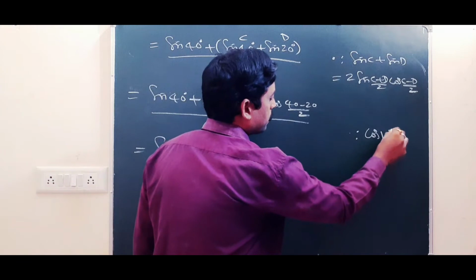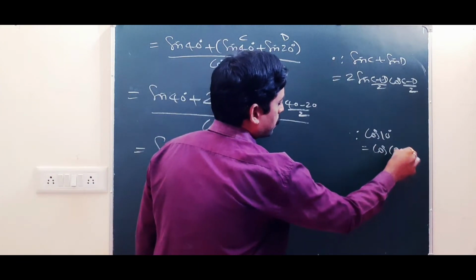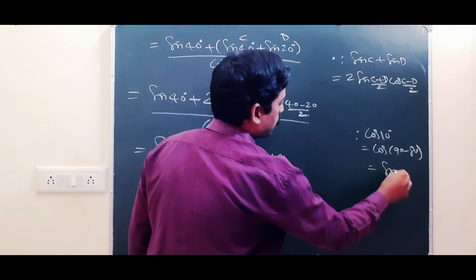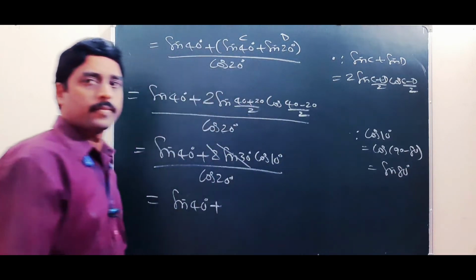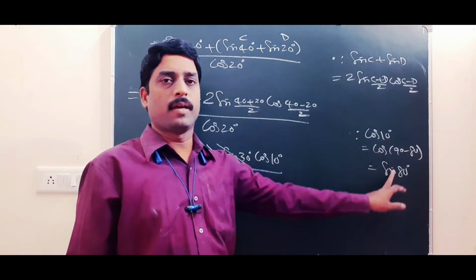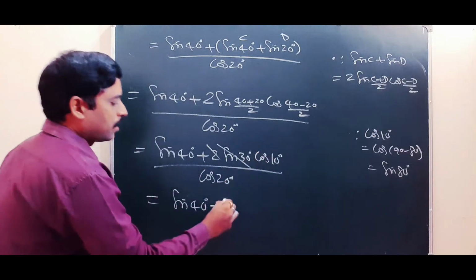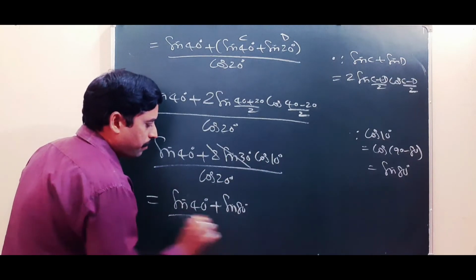Cos 10 equals cos (90 minus 80). It is going to be sin 80. So cos (90 minus theta) gives us sin theta. So cos 10 equals sin 80 degrees, by cos 20.